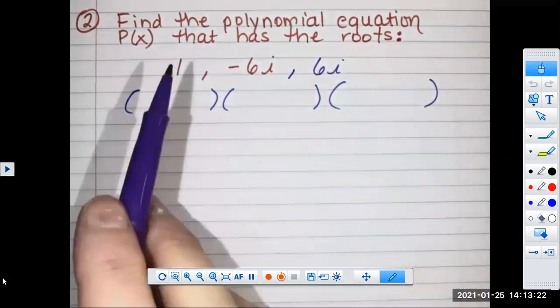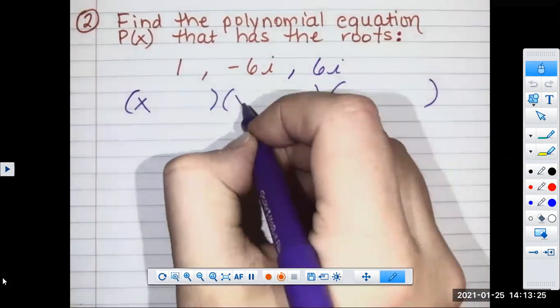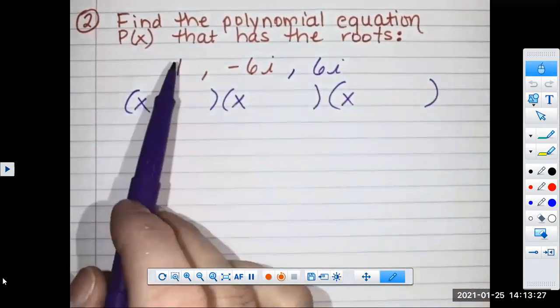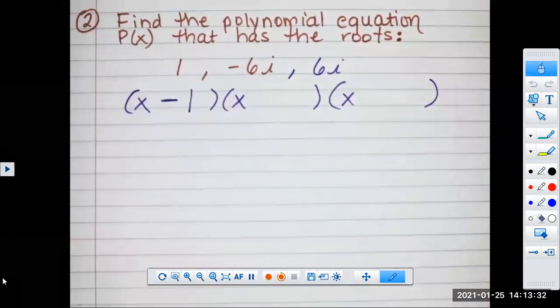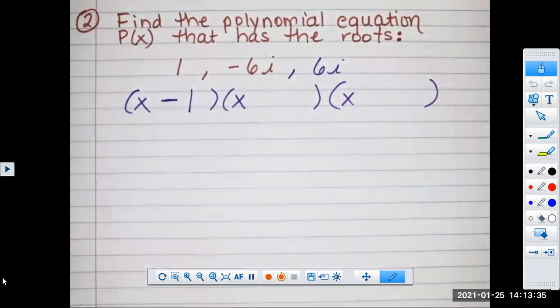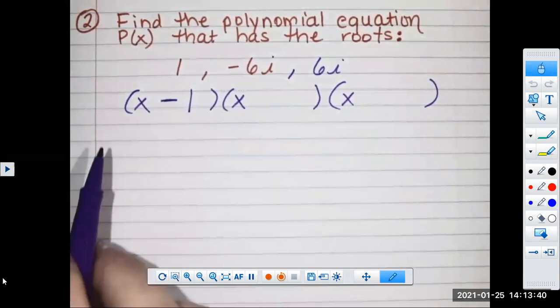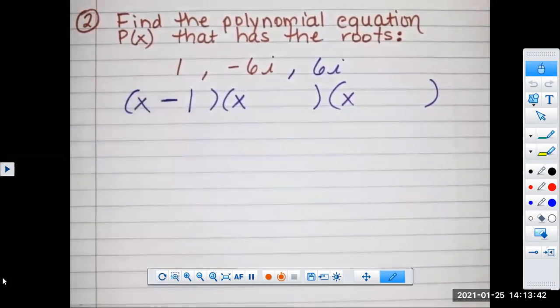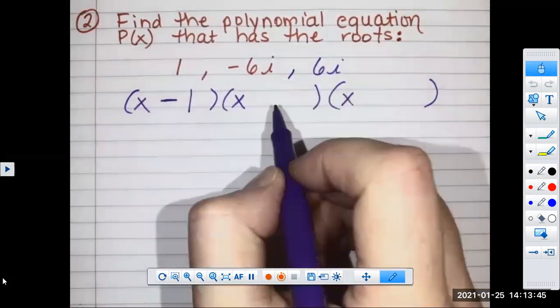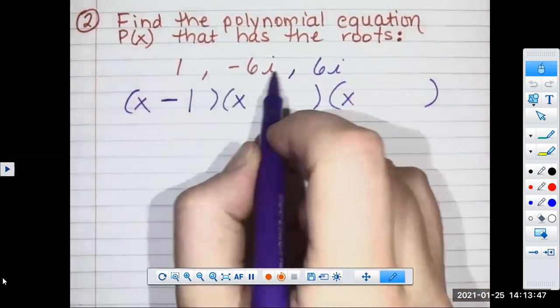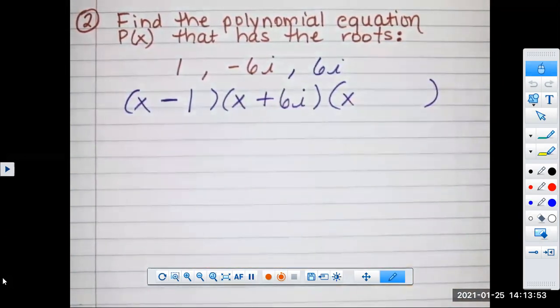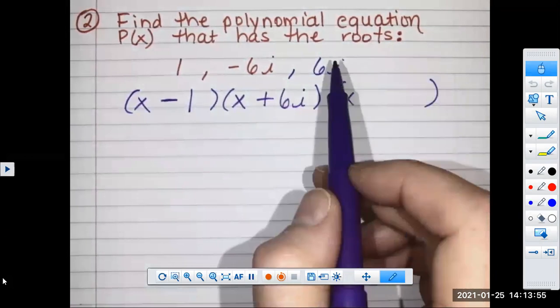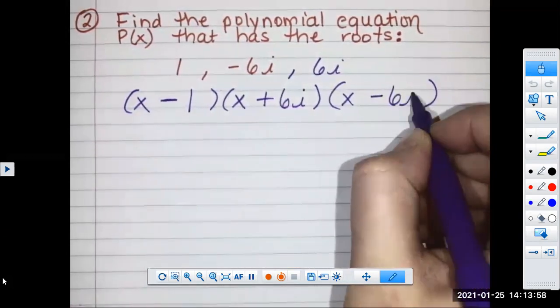The way you do that is x is always in the front, and you do the opposite of it. So the opposite of positive 1 is negative 1. Remember when we were solving in 5.3, I said you factor it, then you set each factor equal to 0. So if I solve this part, I would get 1. Then here, you do the same thing. This is negative 6i, so you say plus 6i. And at the end, that's positive 6i, so we put minus 6i.